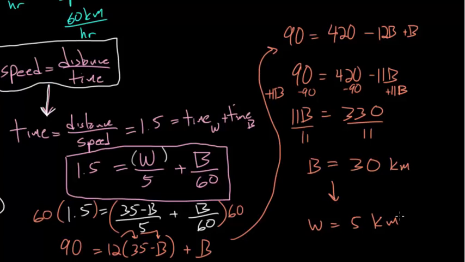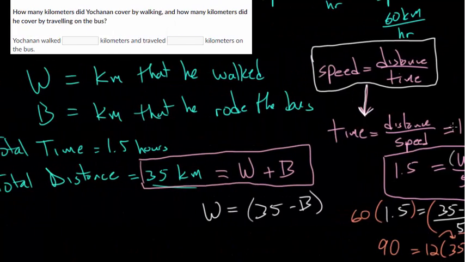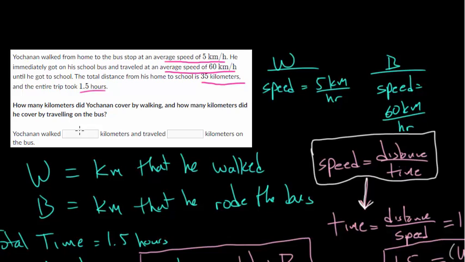Now again, you want to make sense of this. Actually, let me first put the answers in. So he walked 5 kilometers and rode on the bus for 30. So if his walking was for 5 kilometers and he's going 5 kilometers an hour, he spent 1 hour walking. But he also spent 30 kilometers on the bus, and going at 60 kilometers an hour, that would take half an hour. So he did 1 hour walking and a half hour on the bus, which again, that's our total, and our numbers make sense. So 5 kilometers walking and 30 kilometers on the bus are the final answers for this one.